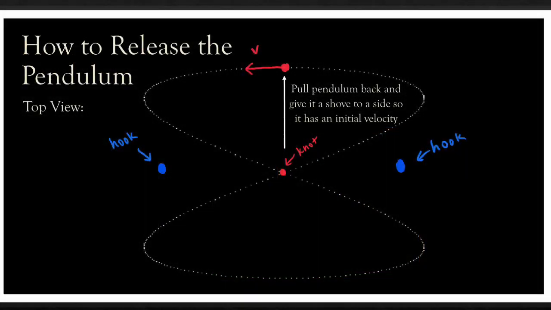This is a view of the pendulum from above. To get a figure 8, pull the mass back at a small amplitude and shove it to one side before letting go. This initial velocity allows the small part of the pendulum to move side to side.